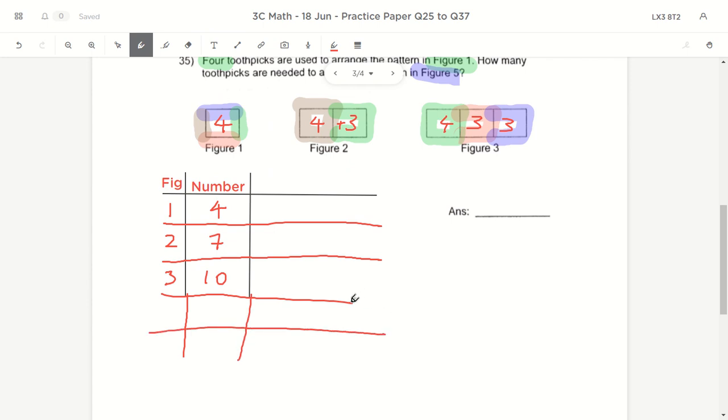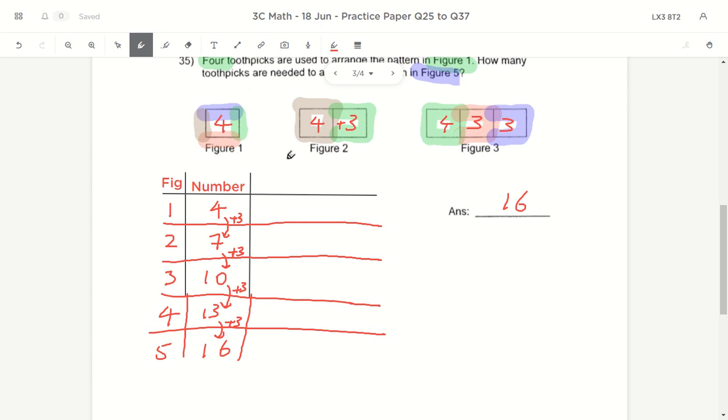Okay, so let's look for the pattern first. Figure 1 is 4, figure 2 is 7, figure 3 is 10. They might not see any pattern, but let's find a difference. You realize from 4 to 7, you add 3. From 7 to 10, you add 3. So from one figure to the next, yeah, adding 3 all the way. So for figure 4, all you need to do is to plus 3, you get 13. And then for figure 5, all you need to do is to plus 3, you get 16. So the answer is actually 16.